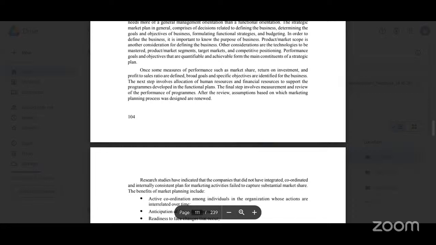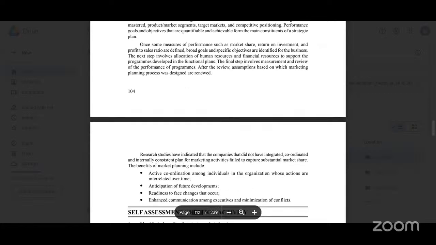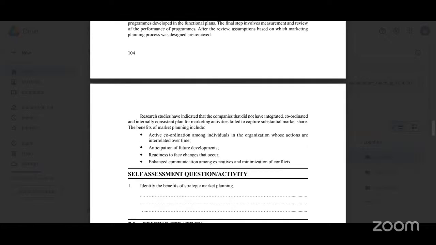The performance goals and objectives that are quantifiable and achievable also form the main constituents of a strategic plan. So once some measures of performance such as market share, return on investment, and profit to sales ratio are defined, broad goals and specific objectives are identified for the business. Further, we also need to understand the allocation of human resources as well as the financial resources to support the program developed in the functional plans because both are critical for actual implementation of any strategy. That is the human resources and financial resources. And the final step involves measurement and review of the performance of programs.